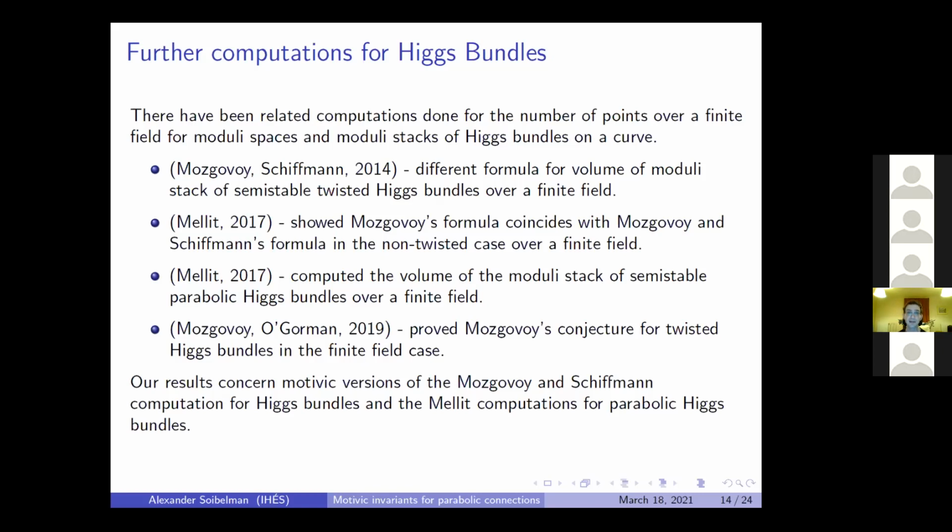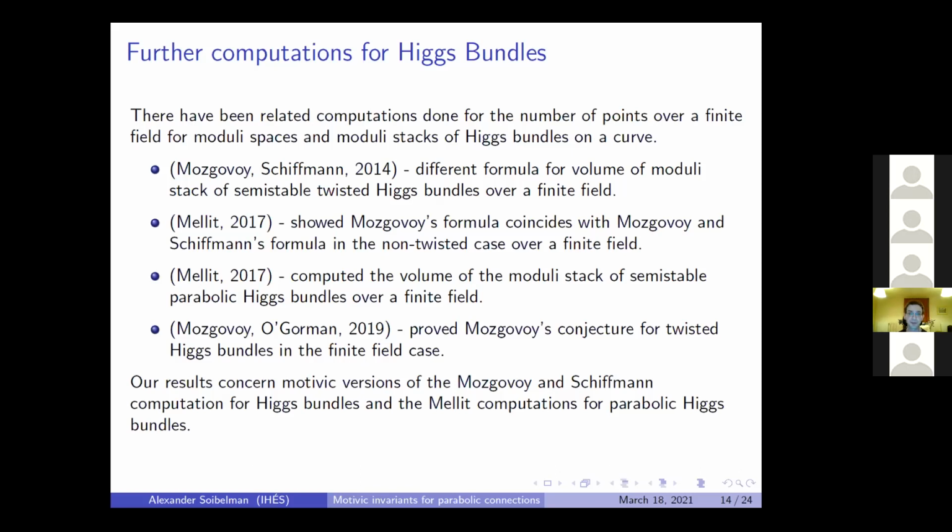And in the case where the bundles are not twisted, so it's just the standard Higgs bundles, Mozgovoy and Schiffmann's formula was proved to be equivalent to the Mozgovoy conjecture in the finite field case by Mellit. And then he also extended the computation for semi-stable parabolic Higgs bundles, looking at the moduli stack of semi-stable parabolic Higgs bundles on a curve. And then finally, in 2019, Mozgovoy and O'Gorman proved that the Mozgovoy conjecture is true in the case of volumes, so in the case of number of points over a finite field.